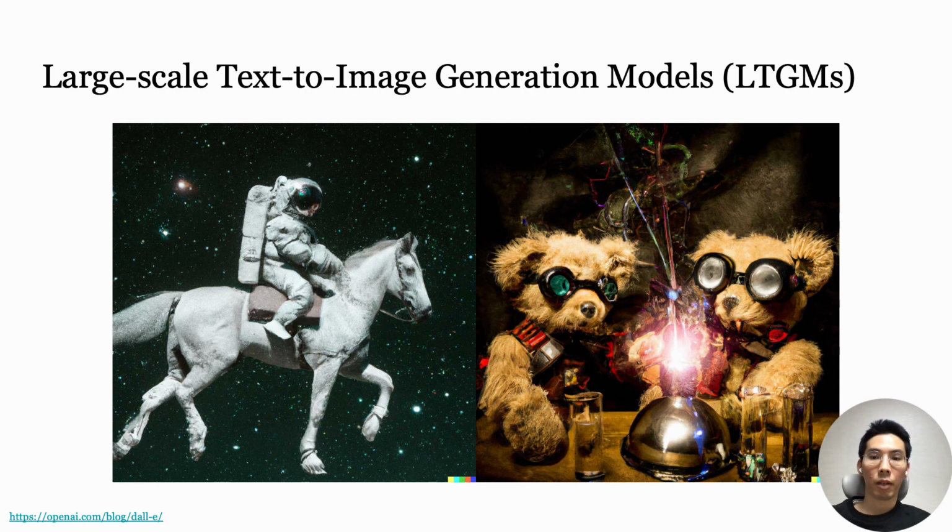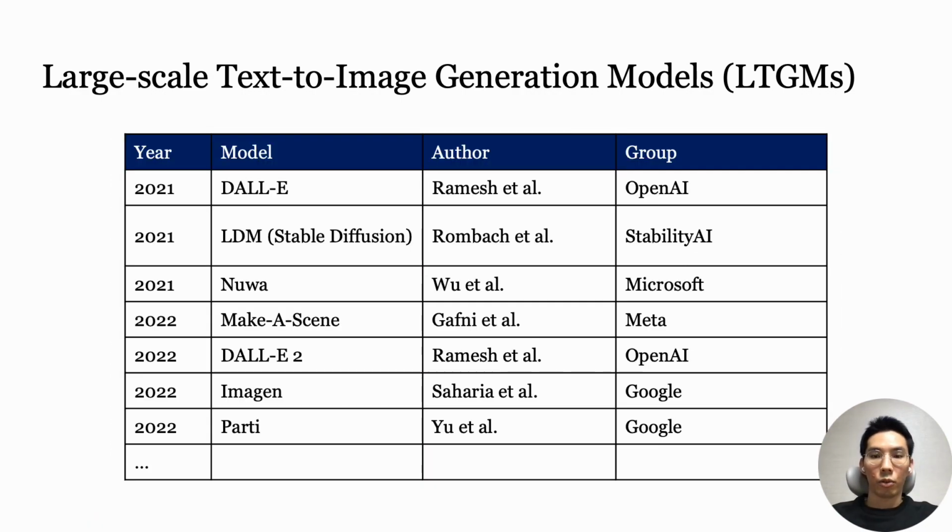These days, there are many large-scale text-image generation models. Examples are DALL-E, Stable Diffusion, and so on. So what does this model do? It's very simple. It can generate any kind of image from any text input. There are other functions as well. For example, it can give a variation of a given image, and it can synthesize an image with a simple brushing interaction. There are so many LTGMs released in the last few years.